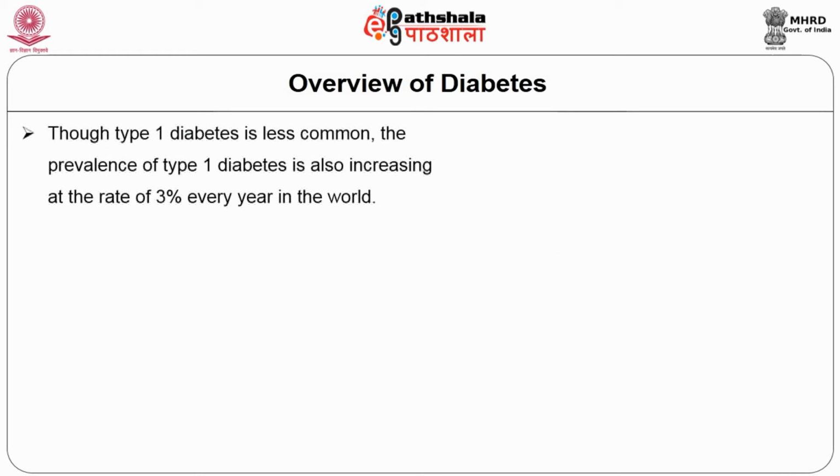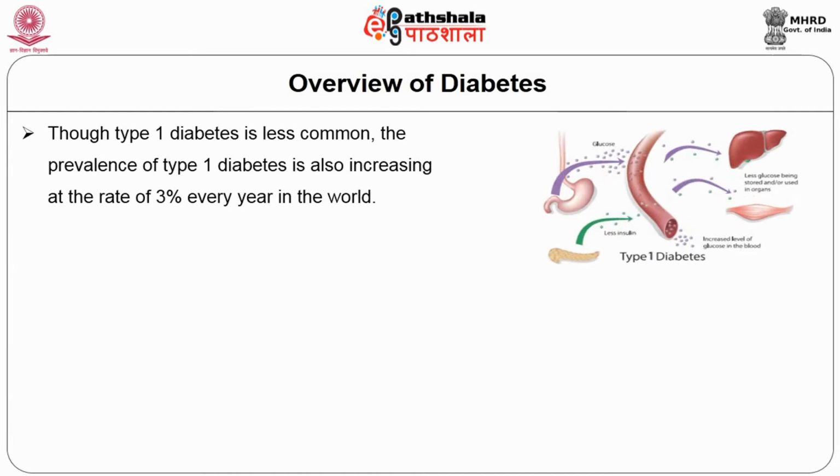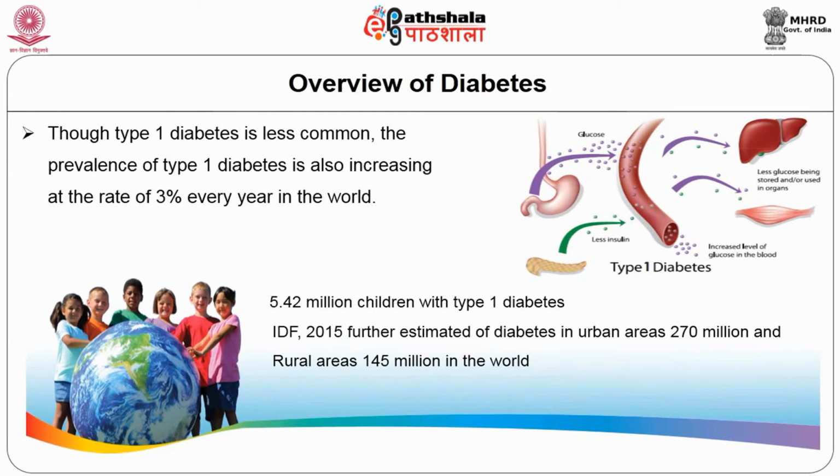Though type 1 is less common, its prevalence is also increasing at the rate of 3% every year in the world. There are 5.42 million children with type 1 diabetes. IDF 2015 also estimated that the urban environment continues to have nearly double the number of people with diabetes as compared to rural areas, with 145 million rural and 270 million urban.